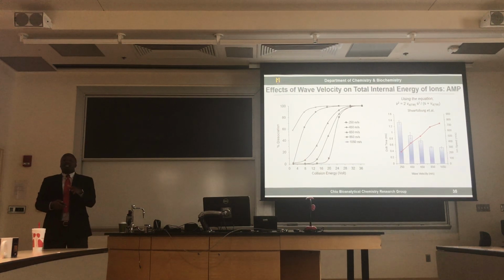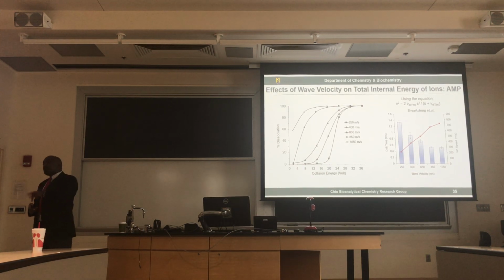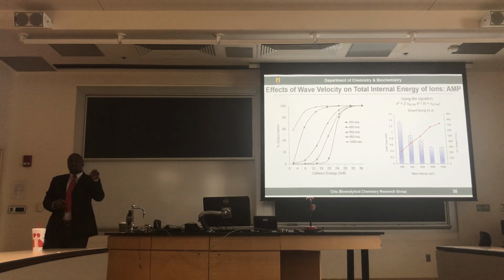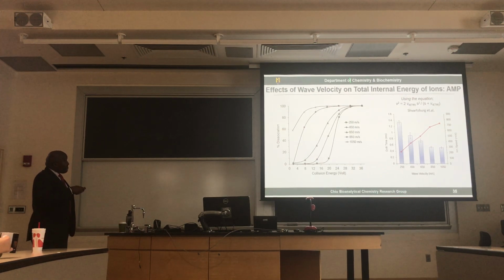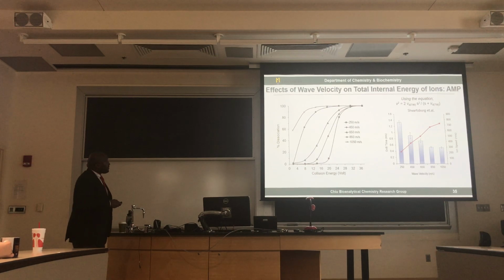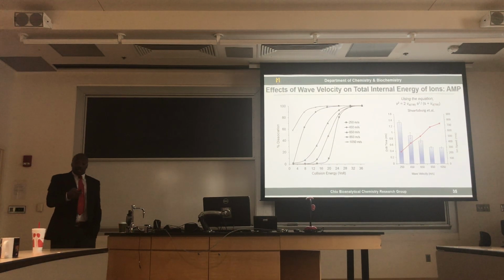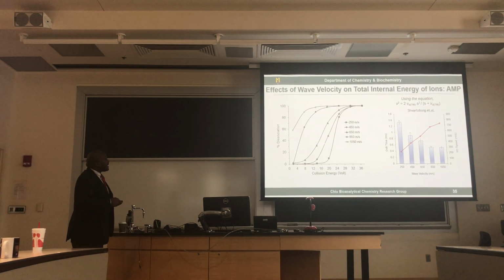The first thing that we did, remember there are 2 parameters that you can change in the tri-wave ion mobility cell. One is the wave velocity, and the other one is the wave height. So we varied the wave velocity. The default wave velocity in our instrument is actually 650, and we increased the wave velocity from 250 all the way to 1050.